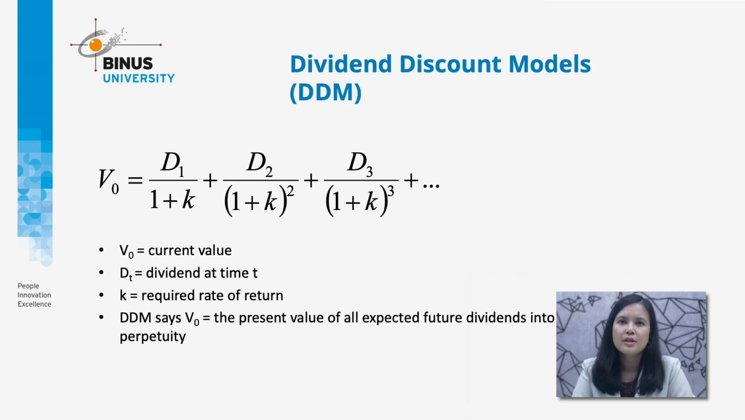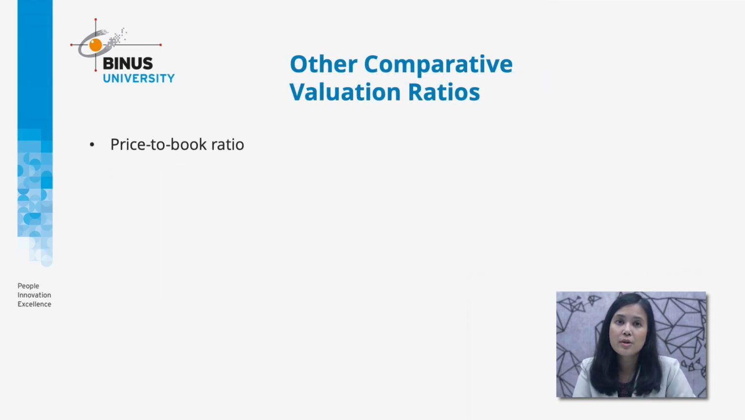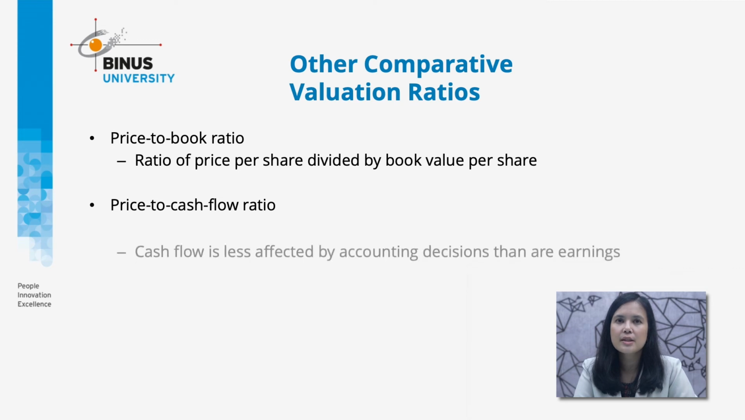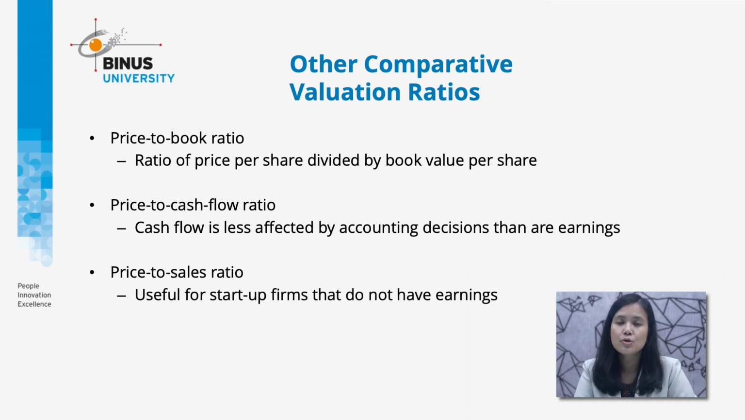We also provide some formulas for the dividend discount model and the constant growth dividend discount model. The constant growth dividend discount model, or DDM, gives us the present value of an infinite stream of dividends growing at a constant rate. Other comparative valuation ratios include the price to book ratio, which is the price per share divided by book value per share. Price to cash flow is useful because cash flow is less affected by accounting decisions than earnings. Price to sales ratio is useful for startup firms that do not have earnings, and is the ratio of stock price to annual sales per share. Comparable company analysis is the process of comparing companies based on similar metrics to determine the enterprise value. A company valuation ratio determines whether it is overvalued or undervalued.